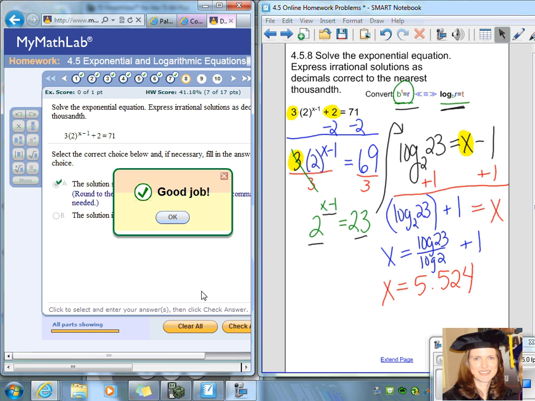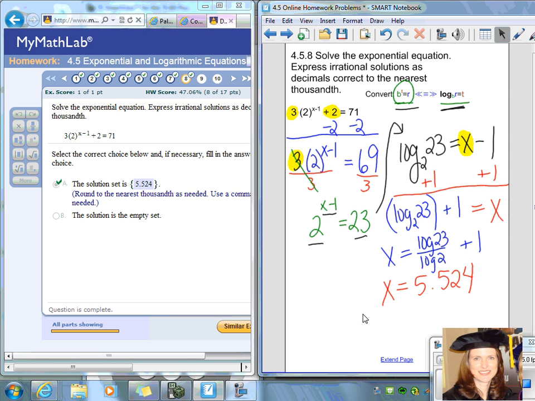And check our answer. So the idea in solving this exponential equation is to simplify it so that you only have one base, one exponent, one argument. Anything else, use algebra to simplify, then convert it to logarithmic form.